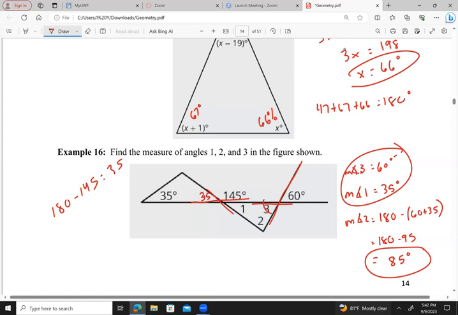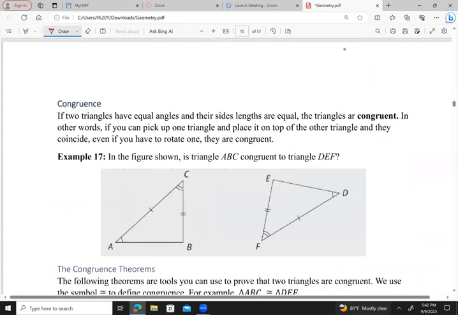Okay, so now we're going to talk about congruence. If two triangles have equal angles and their side lengths are equal, the triangles are congruent. In other words, if you can pick up one triangle and place it on top of the other, they coincide, even if you have to rotate it.